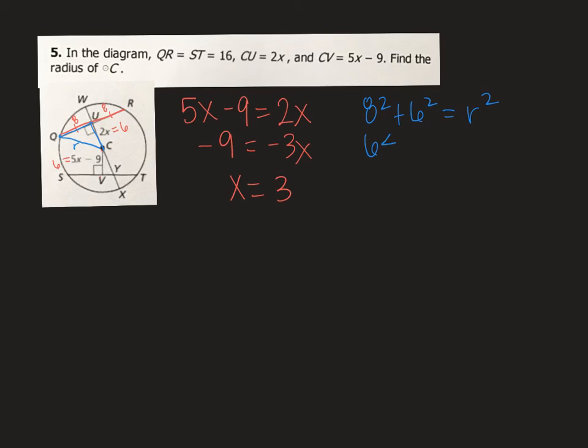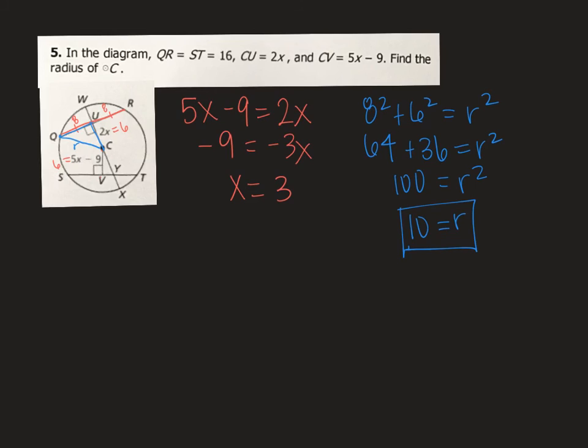8 squared is 64. 6 squared is 36. When I add those together, I get 100. The square root of 100 gives me a radius of 10. So it's just a matter of finding that length from the center to the chord and then forming your right triangle. If you can form your right triangle, it's just Pythagorean theorem to solve for that hypotenuse, which is your radius.